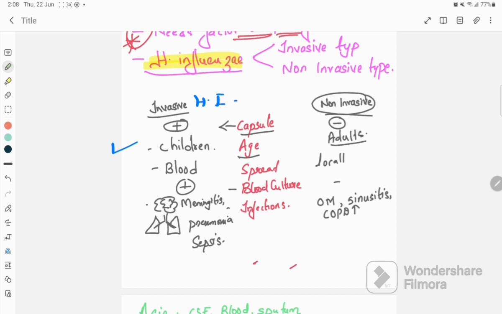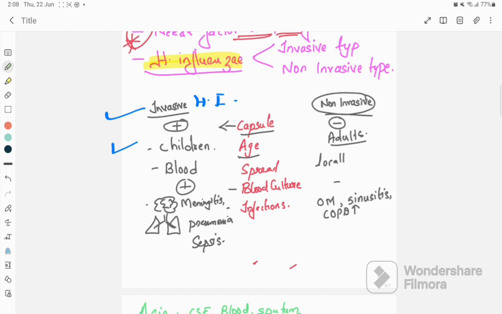How will I memorize it? See, children are very curious, right? They always want to know everything. They invade. So, the invasive type is seen in children. The spread of the invasive type is via blood.